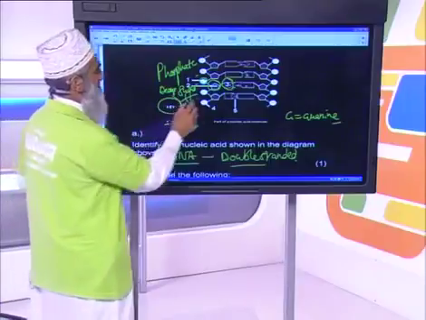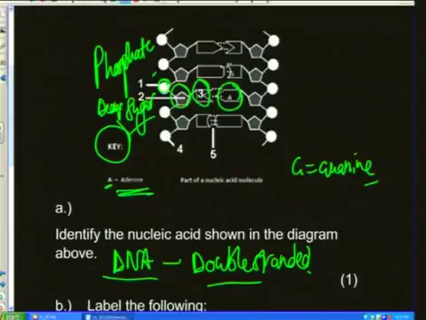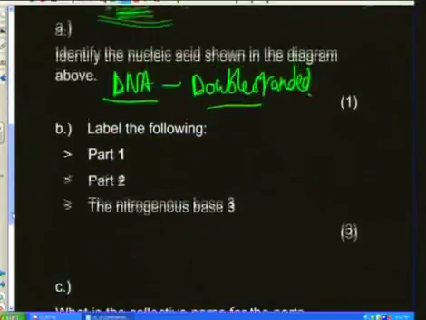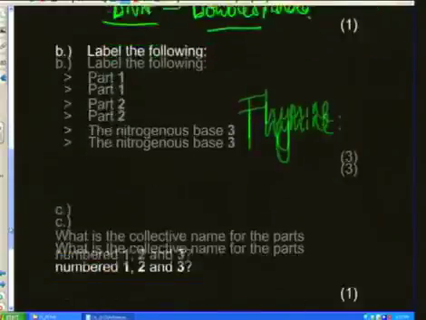And nitrogenous base number 3. Now, what is this here? What letter do you see there? The letter A. And this said that this is adenine. Therefore, adenine will combine with thymine. So our answer there would be T or thymine. You write it in full, thymine.